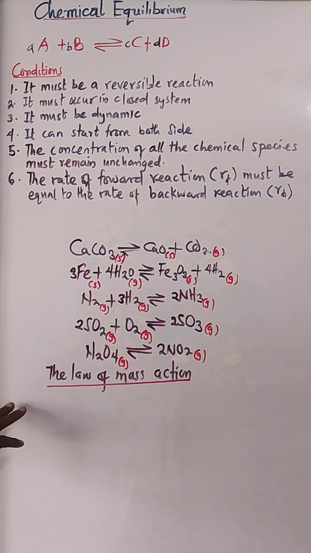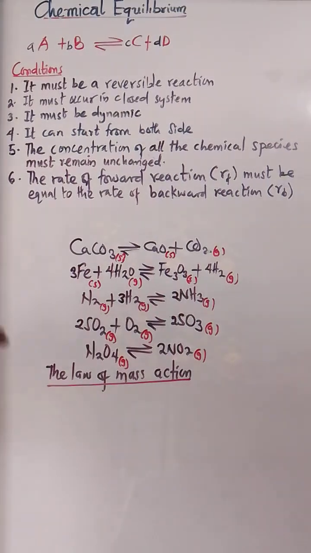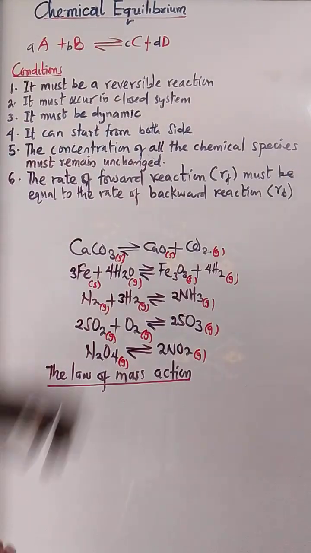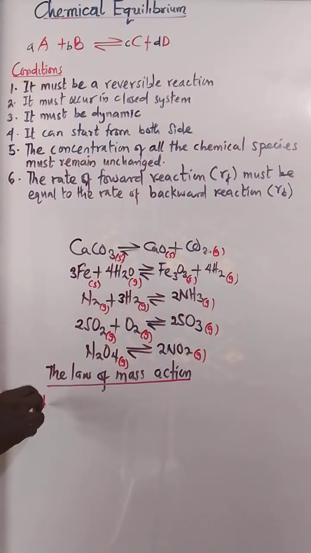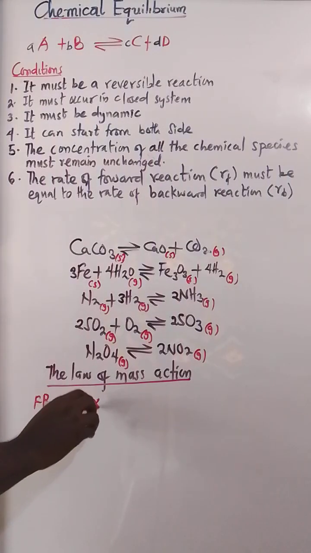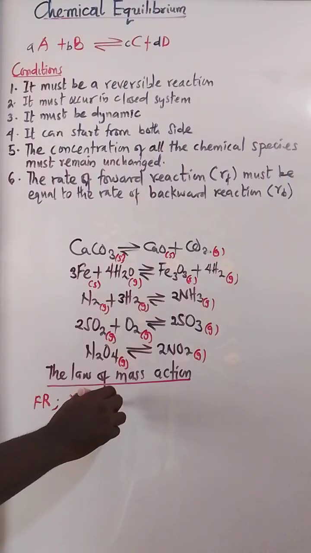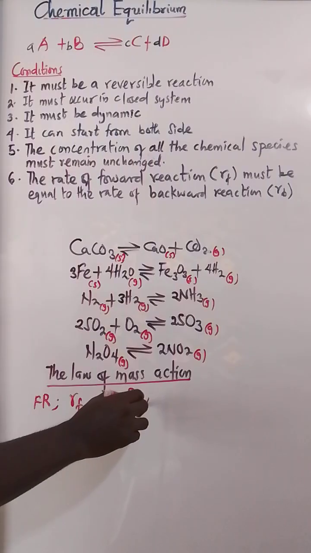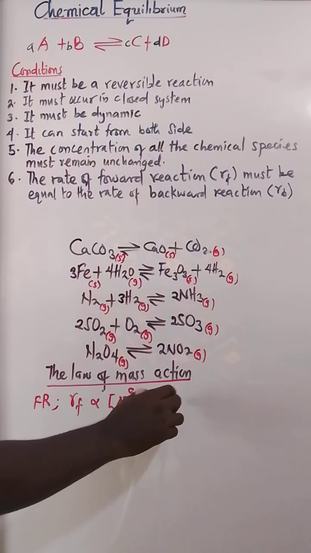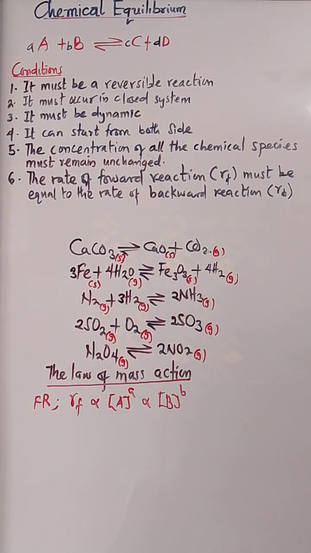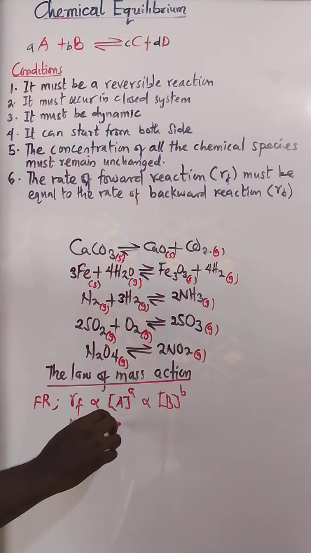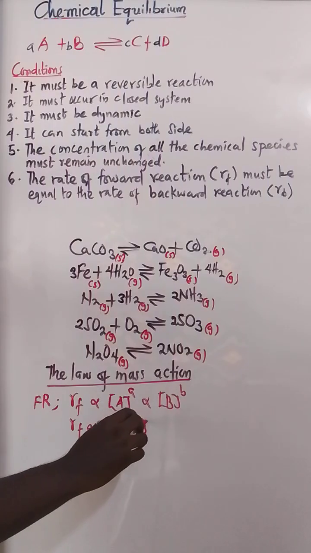Now, write that. The active mass in this case is usually expressed as the concentration of the reacting species. So for the forward reaction, according to the law of mass action, the rate of forward reaction is proportional to the concentration of A raised to the power of a, and also proportional to the concentration of B raised to the power of b. So the rate of forward reaction is proportional to the concentration of A raised to the power a, B raised to the power b.